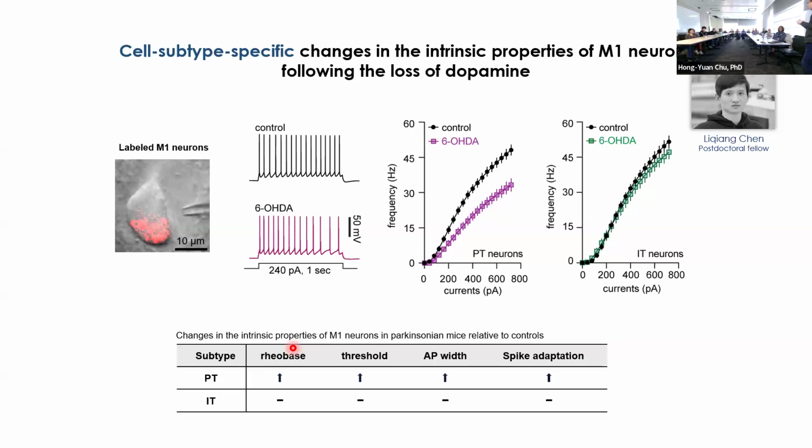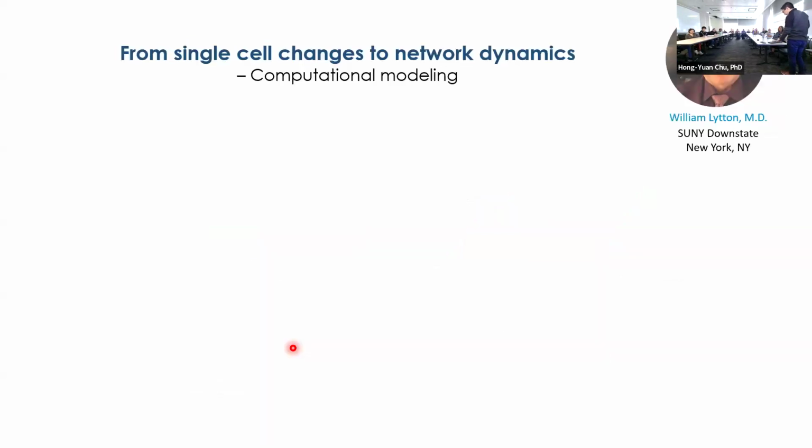However, why is this important for PD, right? It's still a question how single-cell-level changes may affect the cortical network. We have an answer, and what we did to study this is we talked to our computational neuroscience team, Dr. Bill Lytton at SUNY Downstate.